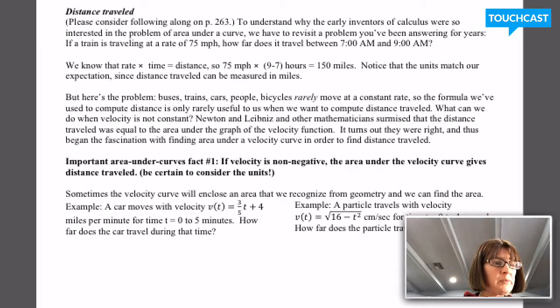So we dig out this formula that we've used forever, which is rate times time equals distance. If the train is traveling 75 miles an hour and it travels for 2 hours, we get that the train travels 150 miles. And notice that the units work out. The units on the rate are miles per hour, and the units on the time are hours. So the hours cancel out, and we get miles as the units of our final answer.